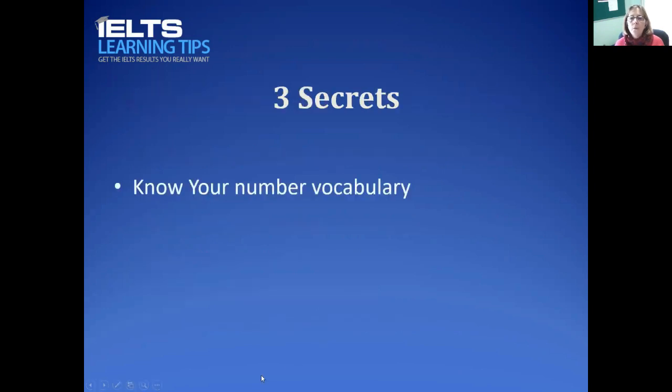So the first thing I think is to know your number vocabulary. Most of the task 1s that come up are data related, so bar charts, pie charts, line graphs. There are also dates in the maps, so you need to know how to handle dates as well. And sometimes in the process you may need to mention numbers, and there are also things like grouping things together, which are true of all the different types of task 1.